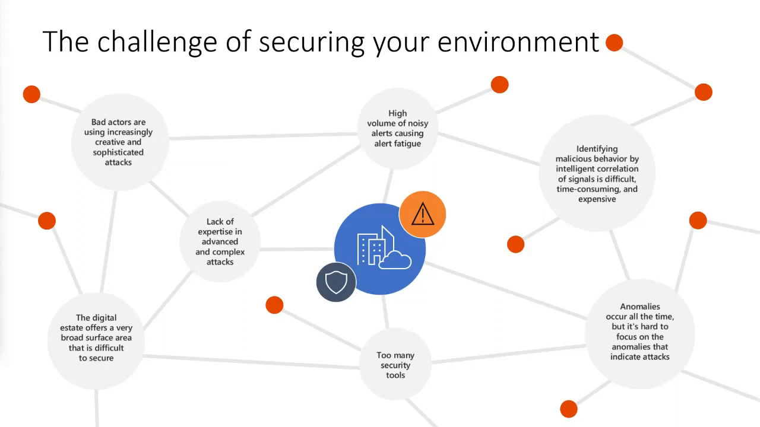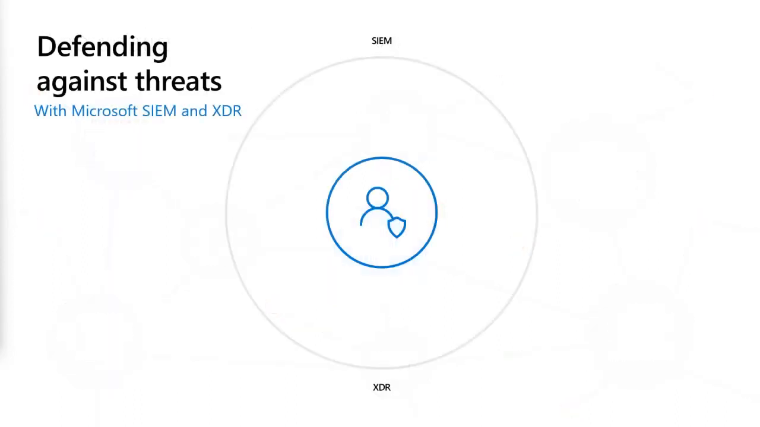There are many great security tools out there, but most of them don't really talk to each other. They don't share signals, so it's very hard to make sense of the noise that's out there. And one thing that we hear all the time is that alert fatigue is a real problem, especially for those frontline security incident responders. Now, how can we help? Let's talk about Microsoft security for a second and how our security solutions can help you protect, detect, and respond to these types of attacks.